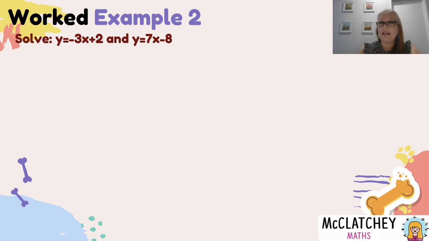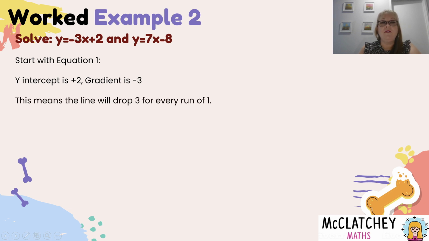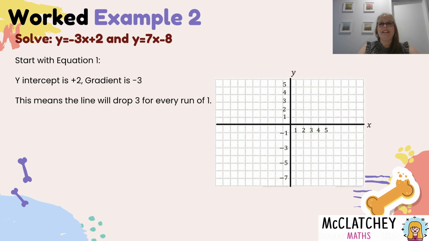Now, instead of using a table of values this time, we are going to graph using the intercept and gradient method. Okay, so first of all, we're going to start with equation 1. The y-intercept, if I read that off here, is just +2. The gradient is -3. Okay, and that means that for every 1, remember, gradient is rise over run, so it's going to drop 3 because it's negative for every run of 1. I've got to get my language correct. Okay, so let's draw that here.